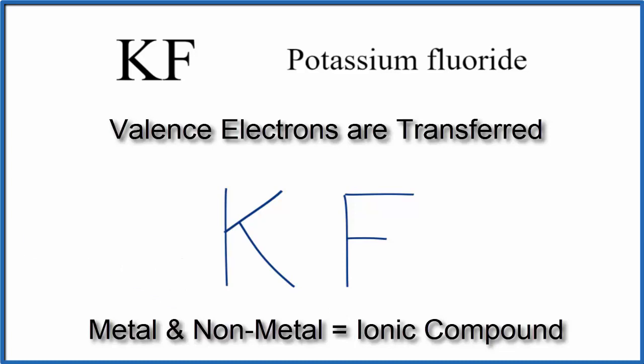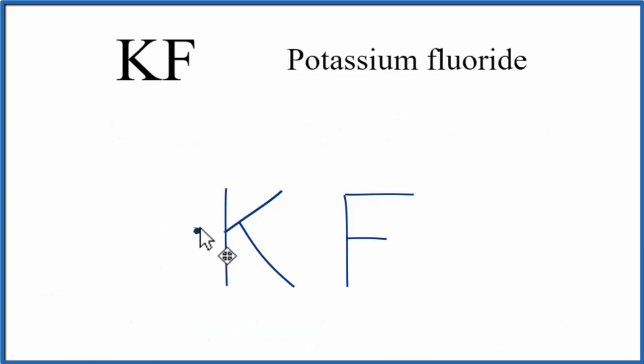So if we look at the periodic table, potassium's in group 1, it has 1 valence electron. Fluorine is in group 17, sometimes called 7A. It has 7 valence electrons. So we said in an ionic compound, the valence electrons are transferred, and they're transferred from the metal to the nonmetal. So potassium is going to transfer its 1 valence electron to the fluorine.